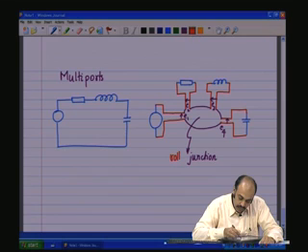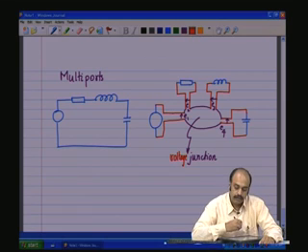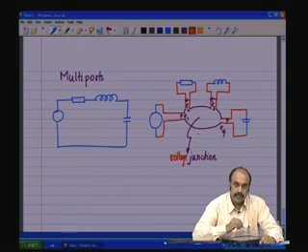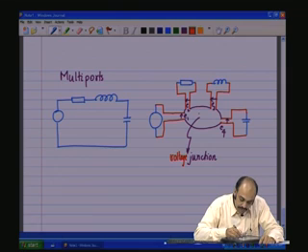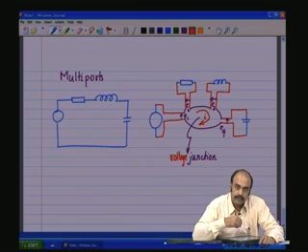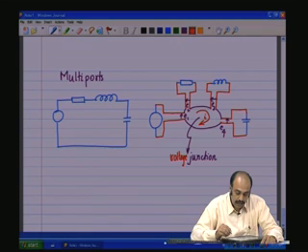Why is it a voltage junction? Because E1, E2, E3, E4 all add up obeying Kirchhoff's law, so they sum to 0. Therefore, this is a voltage junction. The voltage junction has something in common, all have the same flow, they all have the same current. This is called a voltage junction. Likewise, you also have the current junction.